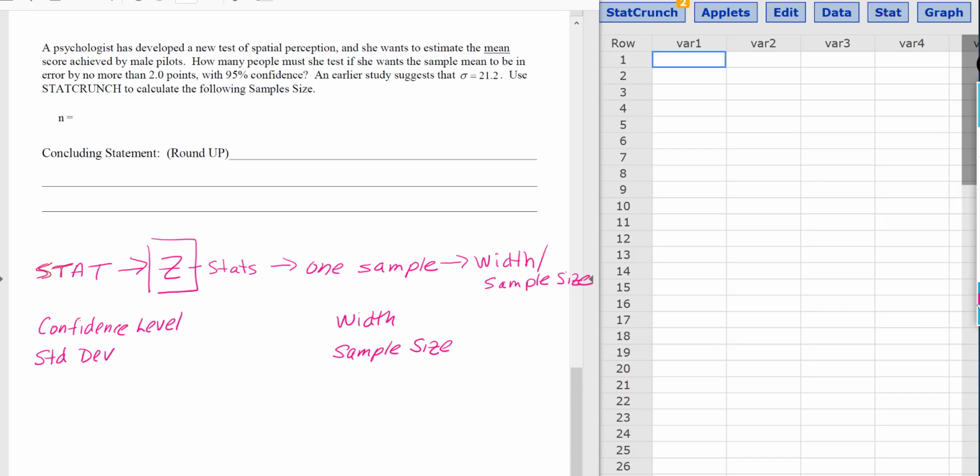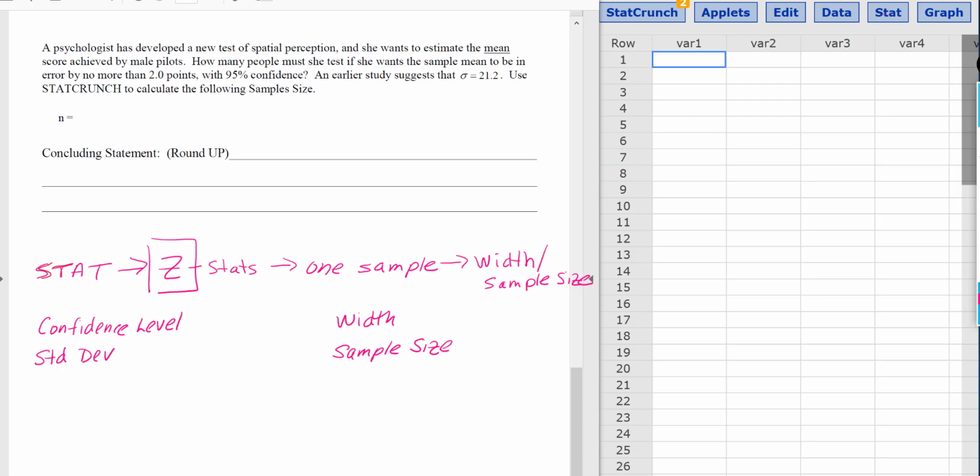A psychologist has developed a new test of spatial perception, and she wants to estimate the mean score achieved by male pilots. How many people must she test if she wants the sample mean to be in error by no more than 2 points on the test with 95% confidence? An earlier study suggests that the population standard deviation is 21.2. Use StatCrunch to calculate the following sample size.